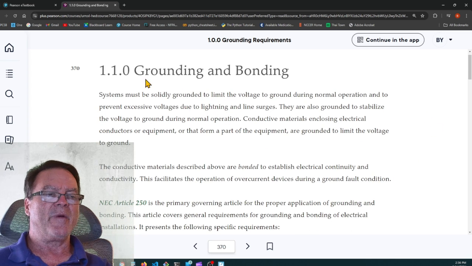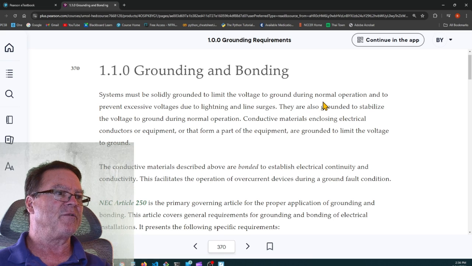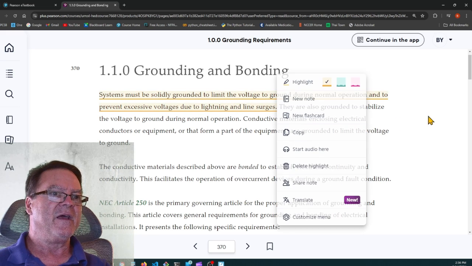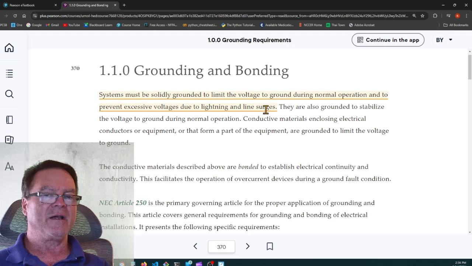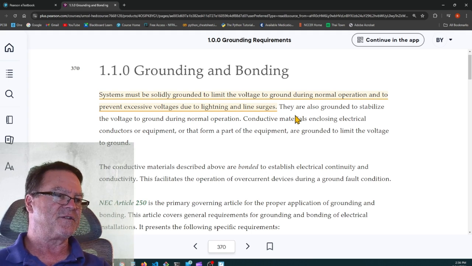Grounding and bonding. Remember, grounding is taking it to earth. Bonding is connecting two metal parts together. Systems must be solidly grounded to limit the voltage to ground during normal operation and to prevent excessive voltages due to lightning or line surges. I'm going to highlight that. I'll read it again. Systems must be solidly grounded to limit the voltage to ground during normal operation and to prevent excessive voltages due to lightning and line surges on that system.